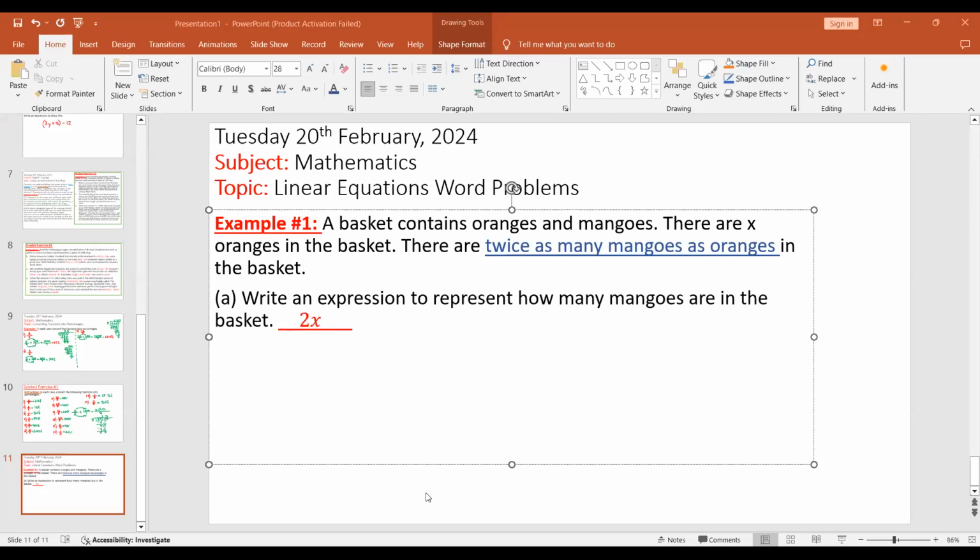The question says a basket contains oranges and mangoes. There are X oranges in the basket. There are twice as many mangoes as oranges in the basket. It says write an expression to represent how many mangoes are in the basket. In the question, it says twice as many mangoes as oranges. So the answer is 2x because it says twice as many. Very good. Can I have another volunteer to explain how we got to 2x?